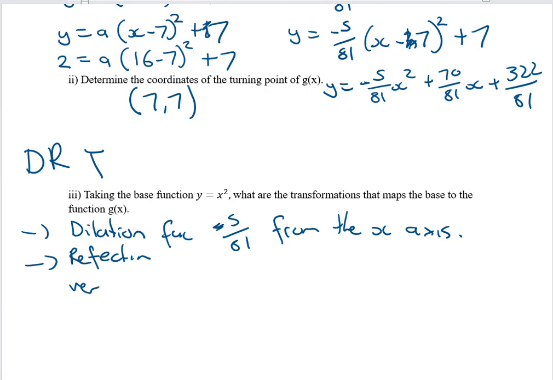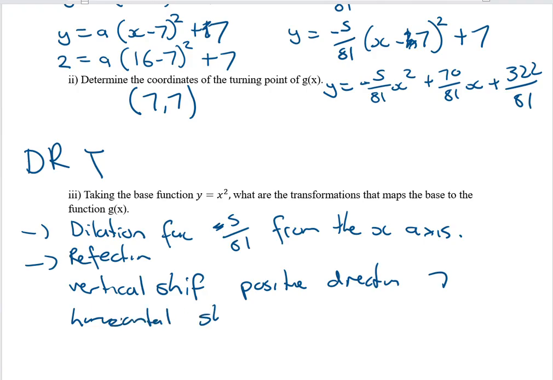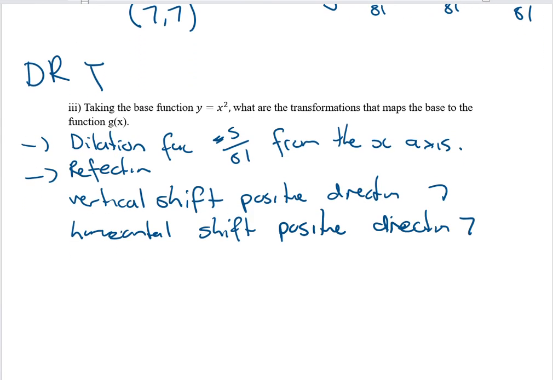Then I look at the transformation. We've got a vertical shift in the positive direction of 7 and a horizontal shift in the positive direction of 7. And we've got that right here. So again, that's really all we had to do.